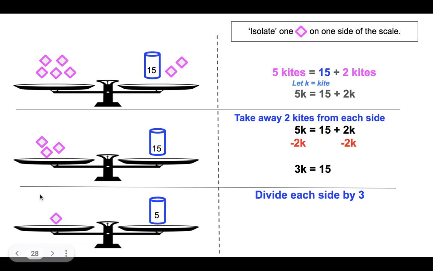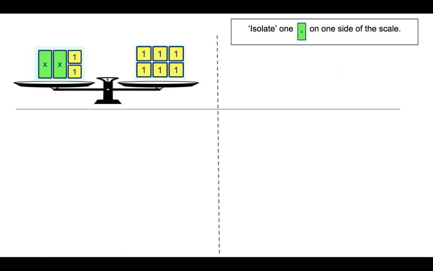Therefore, I only have 1 k on the left side and a mass of 5 on the right side. So we divided each side by 3, and 3k divided by 3 is k, and 15 divided by 3 is 5. Let's look at another example.